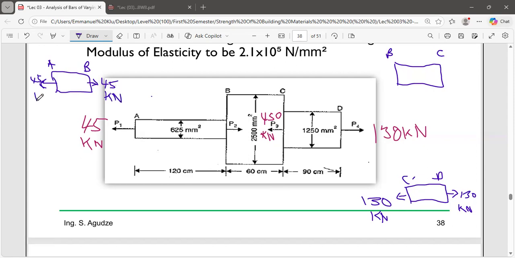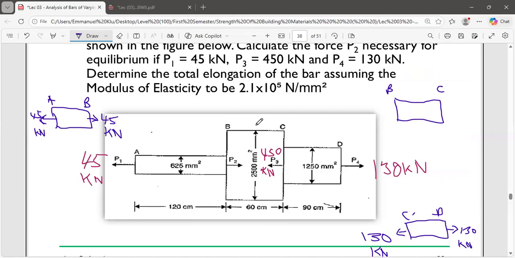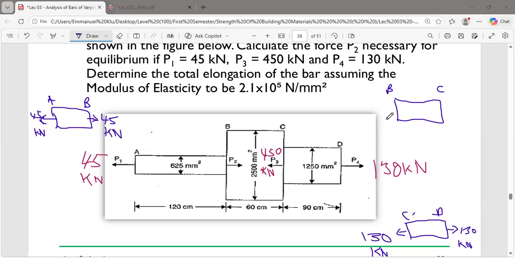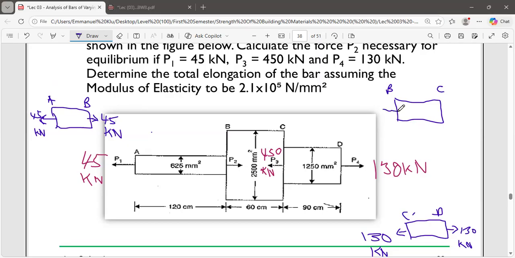So what about the middle one? Can someone tell me what we can do to the middle one to get the answers? The middle one is in compression. Yes, okay, thank you. So how do we get the forces, the answers for the forces around it? What did I say? Can anyone remember what I said?